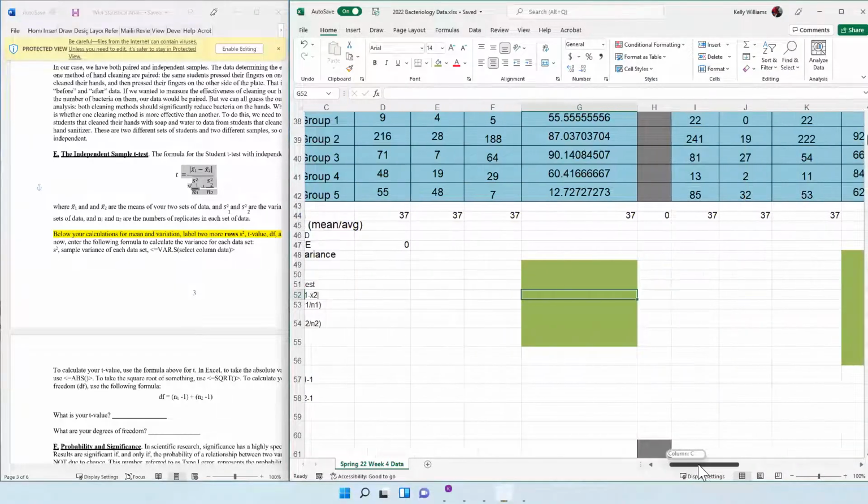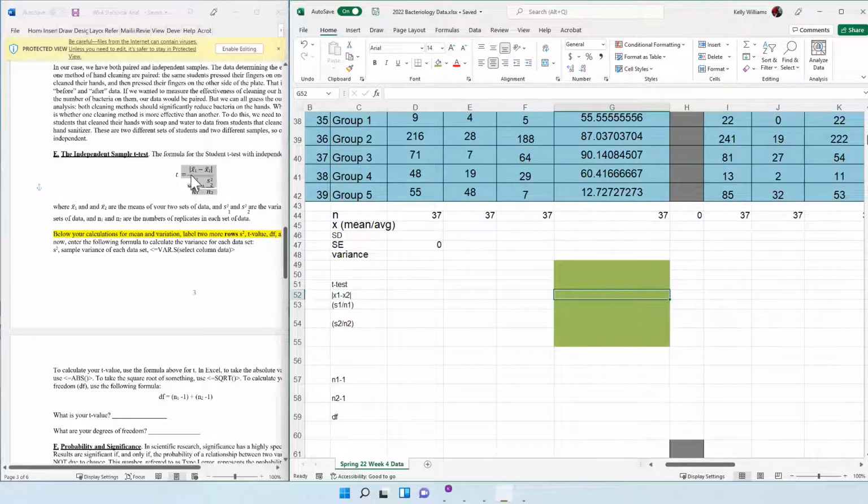Okay, so for our t-test, it's t equals the absolute value of x1 minus x2, where x1 and x2 are the two means of our sets of data, and s squared 1 and s squared 2 are variances. So the sample means 1 minus 2 over the variance of 1 divided by n1 plus the variance of 2 divided by n2, and we take the square root of that whole thing. So I would chunk this up into little bits.